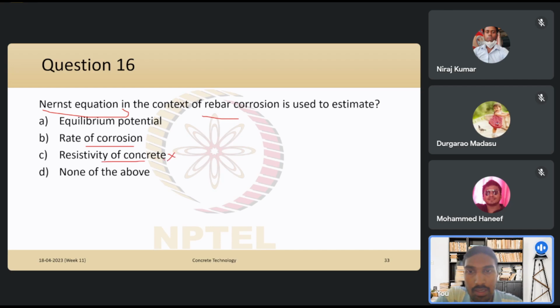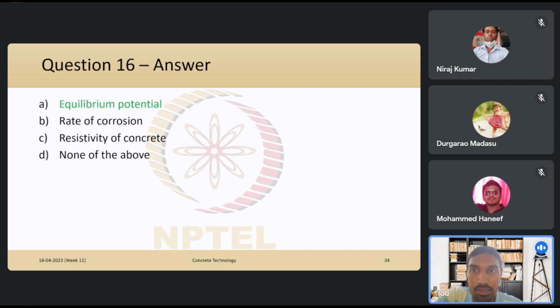So these two are eliminated. Only in the Nernst equation we looked at when we were discussing the corrosion potential, and it is used for determining the equilibrium potential. So that's where we use this equation. Therefore the right option is A, the equilibrium potential.